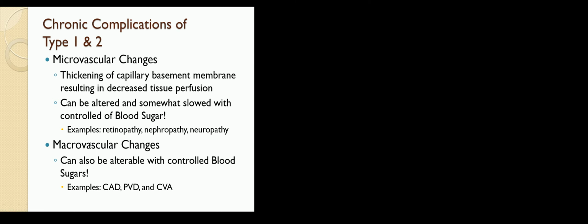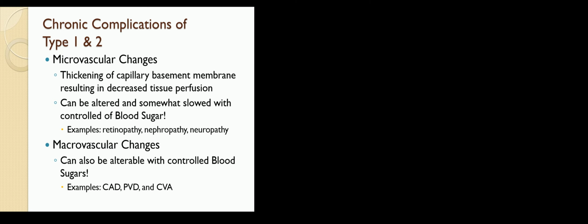So let's look at some of the chronic complications that affect both type 1 and type 2. Because some people get type 2 and are under the misfortunate thinking that nothing's going to happen to them because they can't see any of the effects of what's going on inside the body. But they are just as at risk for chronic complications as type 1.